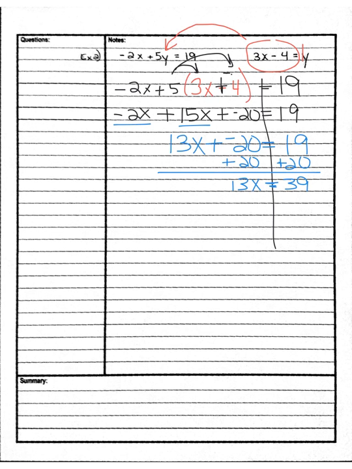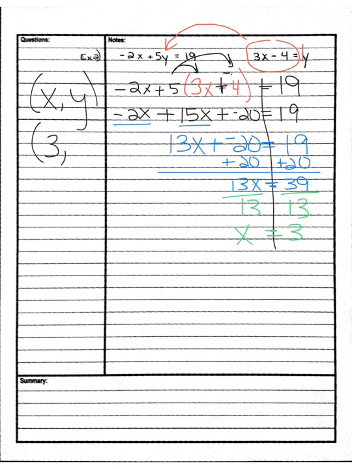13 times x, that inverse operation would be to divide. Whatever we do to one side, we do to the other. And our x variable here does equal 3. Again, we need to find an xy value. This is only the x value of positive 3.